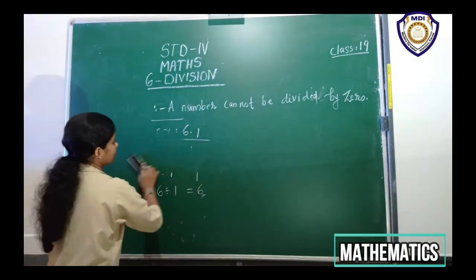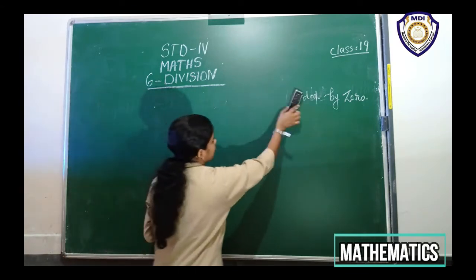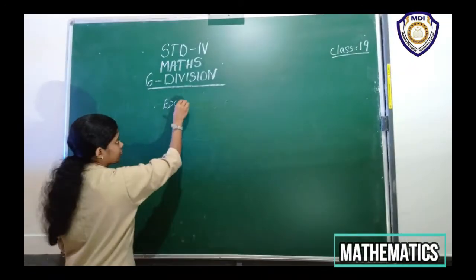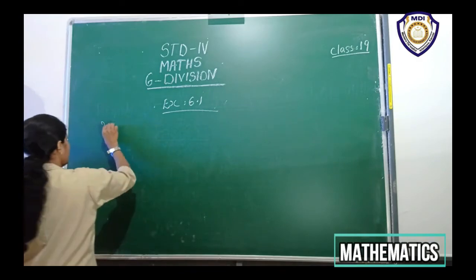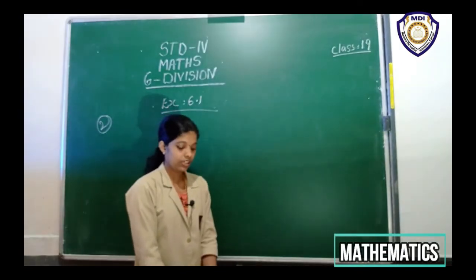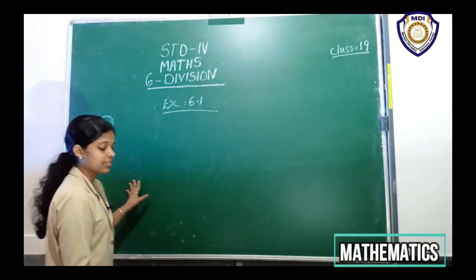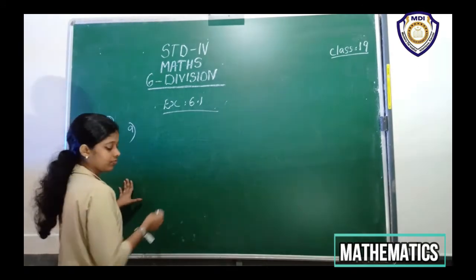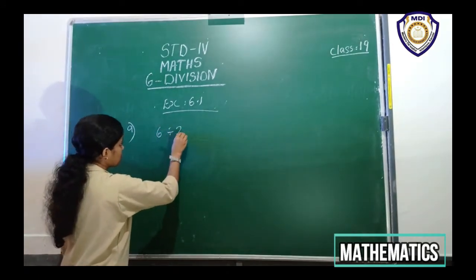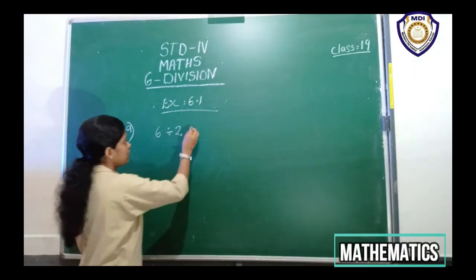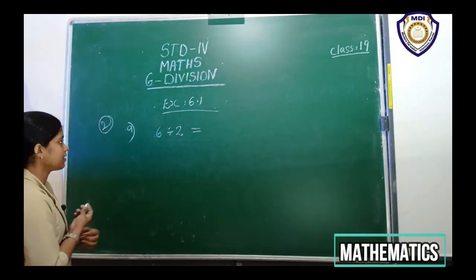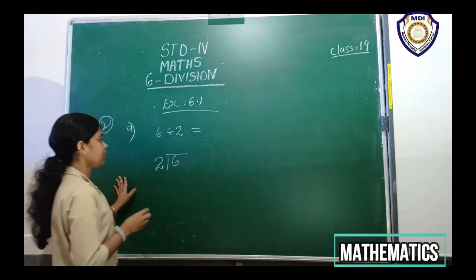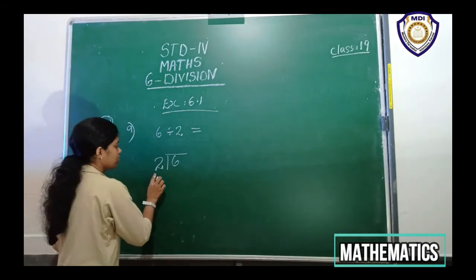Then next one, second one. Divide and check your answer. Okay. 6 divided by 2. Firstly, we divide. 6 divided by 2. We are taking in which table?